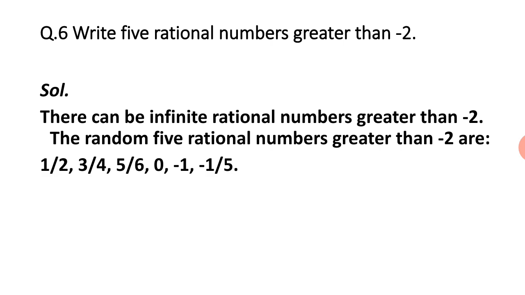Now, write 5 rational numbers greater than minus 2. Greater than minus 2, that is on the right hand side of minus 2. Again, you have a choice. All the positive numbers, 0, few negative numbers also you can put. So, you can do it on your own.